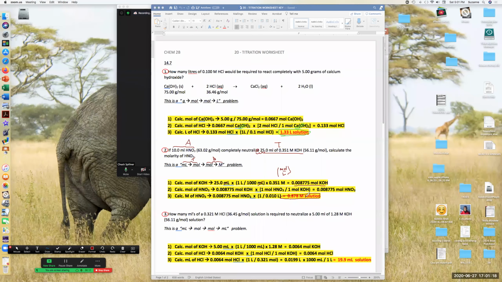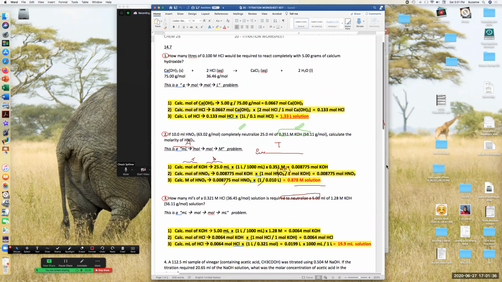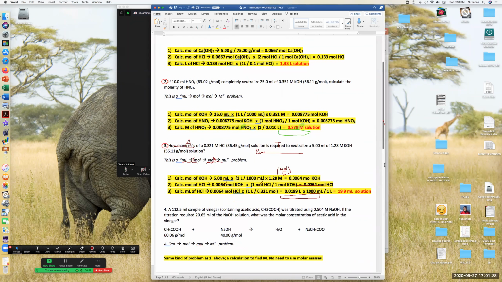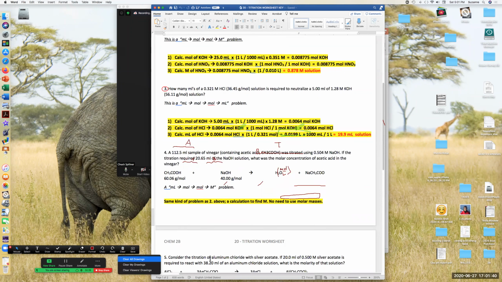So that works. Okay, problem 3. Let's go forward. I'm going to move this. I think I can move this up a little bit. Let's see if we can move it up. Yeah, there we go. Okay. Let me clear my drawings here.